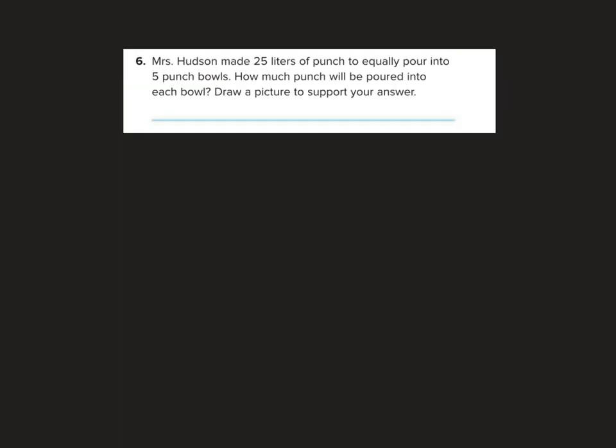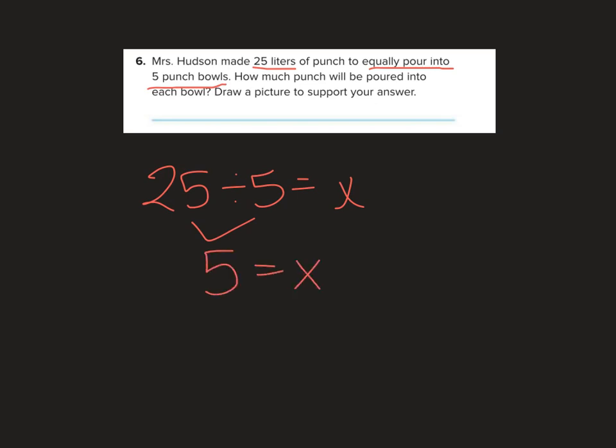Mrs. Hudson made 25 liters of punch to equally pour into 5 punch bowls. Here we go. We have a container that has 25 liters of punch, and I'm dividing it equally into 5 punch bowls. I know this is a division problem. So I need to do 25 divided by 5 equals X. 25 divided by 5 is 5. So there's going to be 5 liters in each punch bowl.